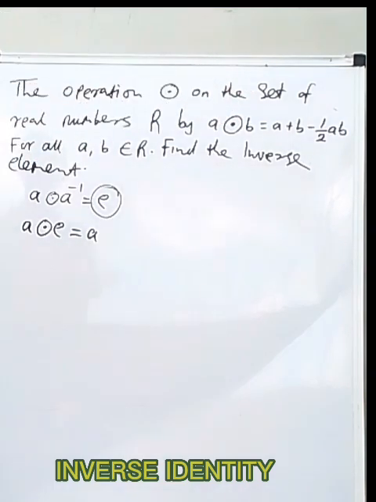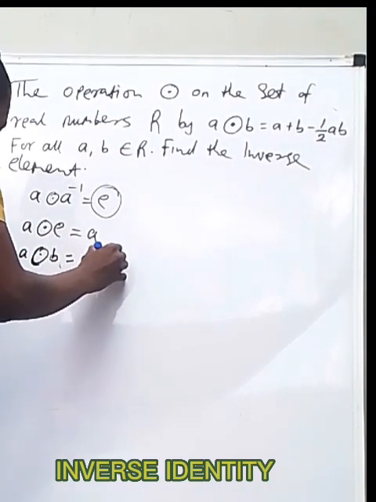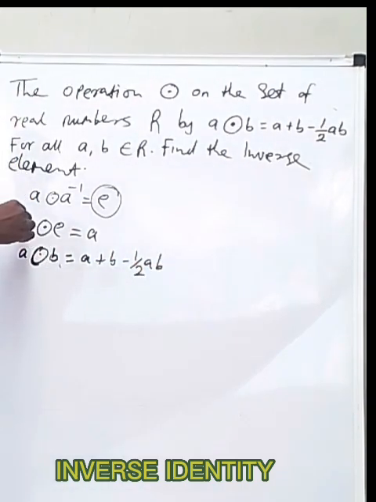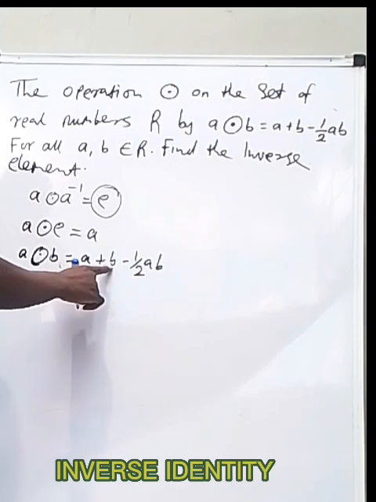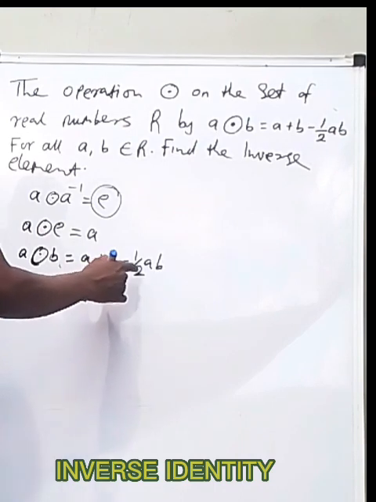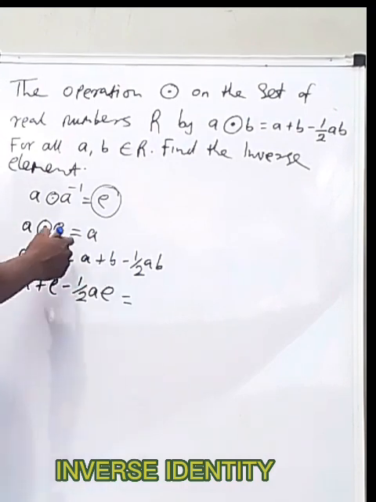So with this now, it means that in the given expression, anywhere I see B, I'm going to replace it with the identity element since both of them are sharing the same position now. So A remains what it is. In place of B, I'm going to put identity element, followed by minus half A. I'll write down A. In place of B, I'm going to put E. All this equals A.